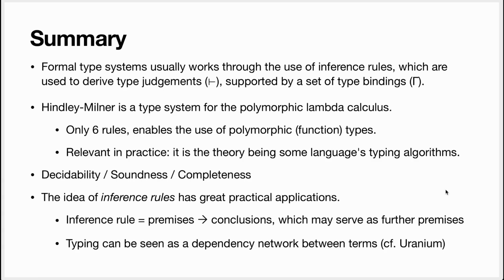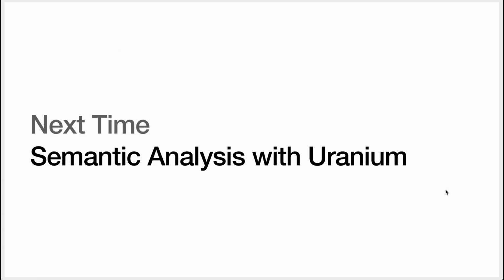Finally, pragmatically, one reason I like to talk about formal type systems is that the idea of inference rules has great practical applications even if you never write a formal type system. The idea is that you can take some premises, derive conclusions, and these conclusions can be used as further premises. This can be used to implement semantic analysis in practice, type systems, but also other forms of analysis. And in fact, that's what we'll talk about next time, and we'll use the Uranium library that I wrote for that.